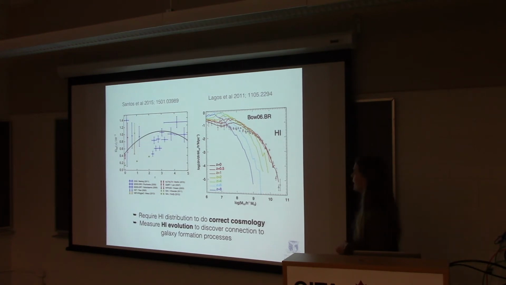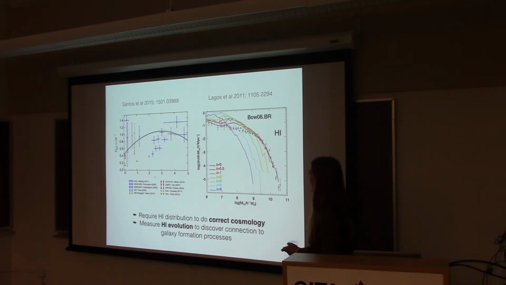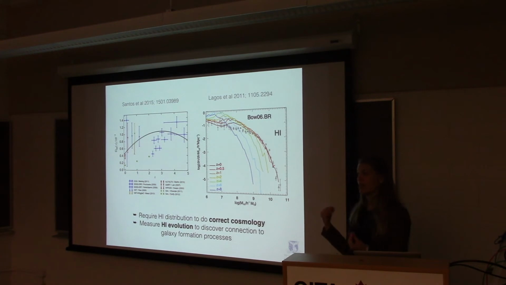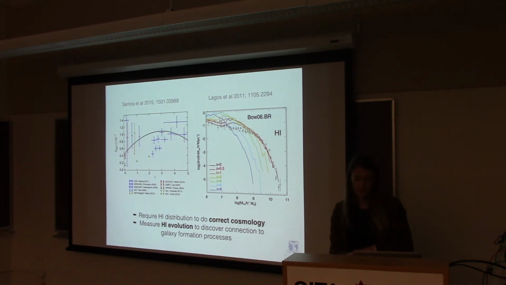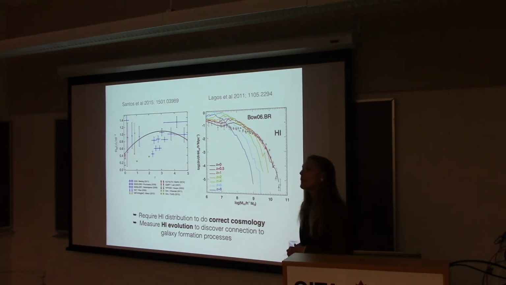And then the colored lines are predictions done by a semi-analytic simulation by Claudia Lagos, where they have also predicted the redshift evolution of this H1 mass function, which we also don't understand very well. And also it would be nicer to extend our observations to smaller masses.